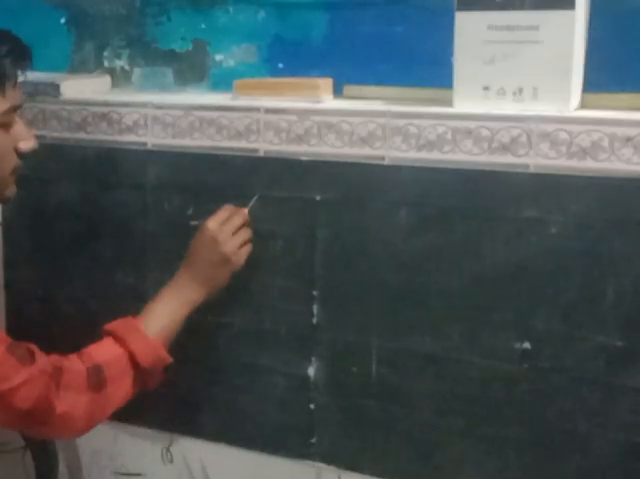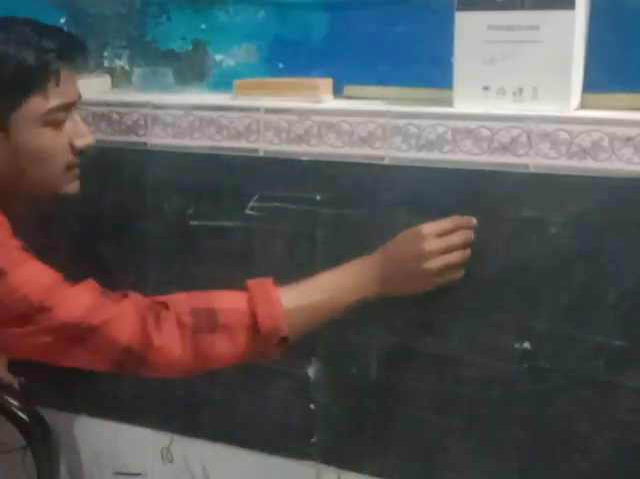So first I'm going to tell about co-interior angle, which means consecutive interior angle. Co-interior angles are a pair of angles on the same side of a transversal line that intersects two other lines, located between those two lines. They are always supplementary angles, which means their sum is 180 degrees. So maybe if I try to draw, it is something like this.